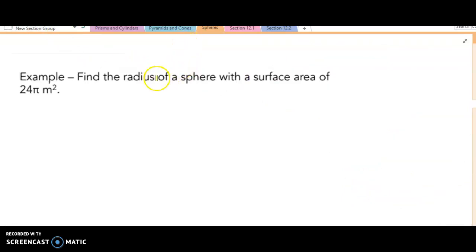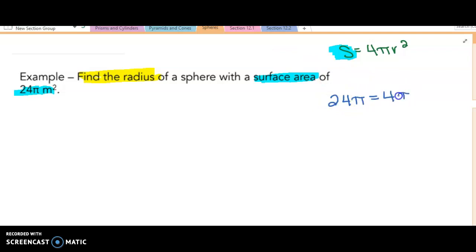All right, last but not least, one more example. It says find the radius, once again we're looking for the radius, of a sphere that has a surface area of 24 pi. So the surface area of any sphere is 4 pi r squared. Well, it tells me my surface area, right? So I'm going to plug that number in for where my surface area is in the formula. So I'm going to say 24 pi equals 4 pi r squared.